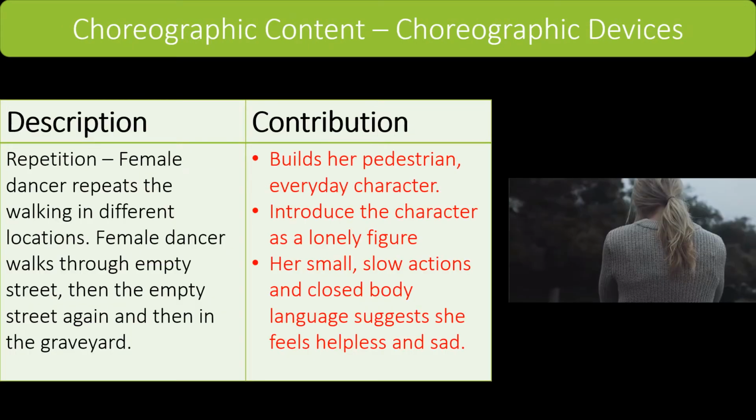Okay, in terms of choreographic devices, one choreographic device used here is repetition. The female dancer repeats the walking in different locations. She walks through the empty streets, then the empty streets again, and then in the graveyard. Remember that this is a dance for camera, so the shots of her change. She's walking through an empty street, and then it changes and she's in a different empty street, and then she's walking again in the graveyard, all whilst we only see her from the back.